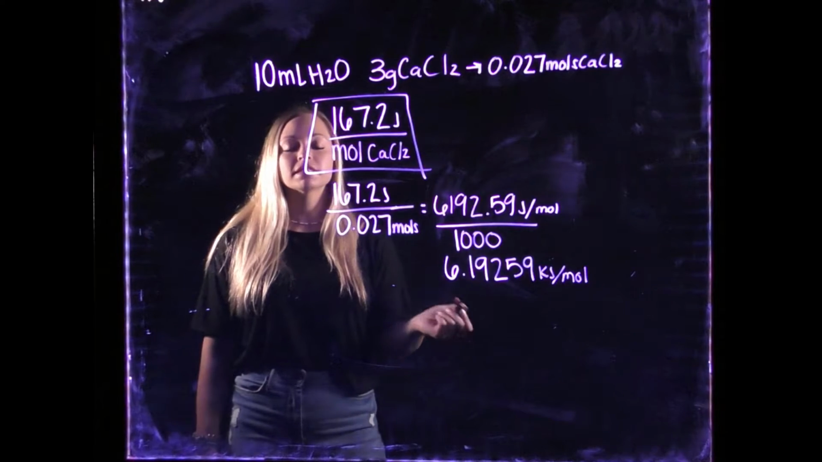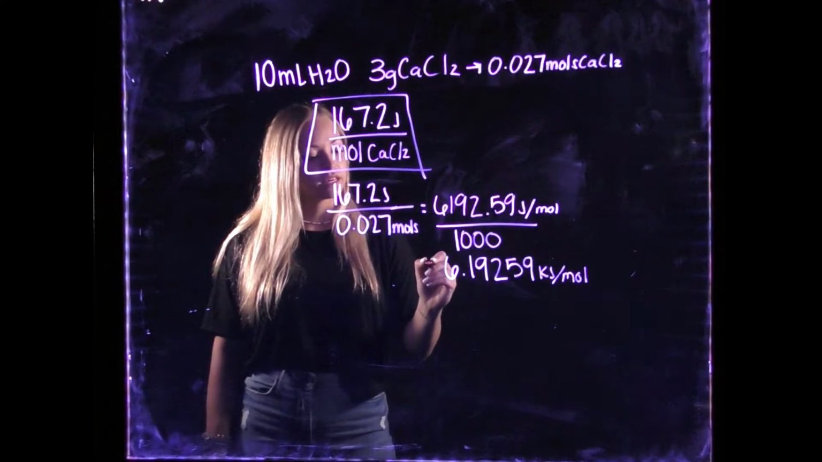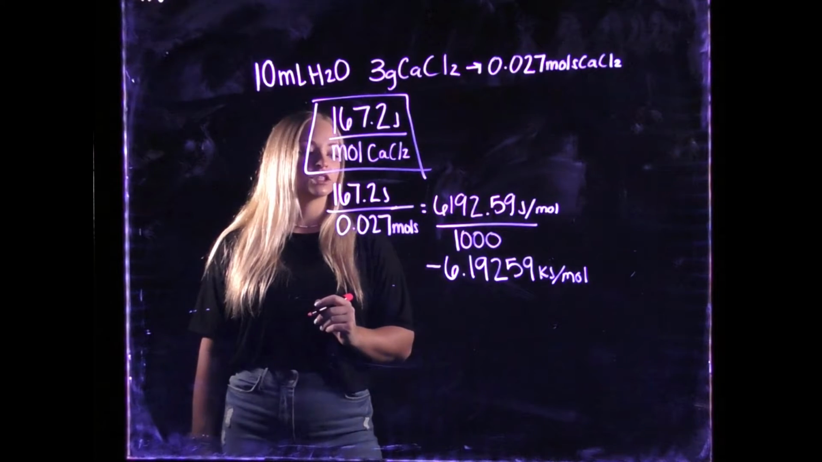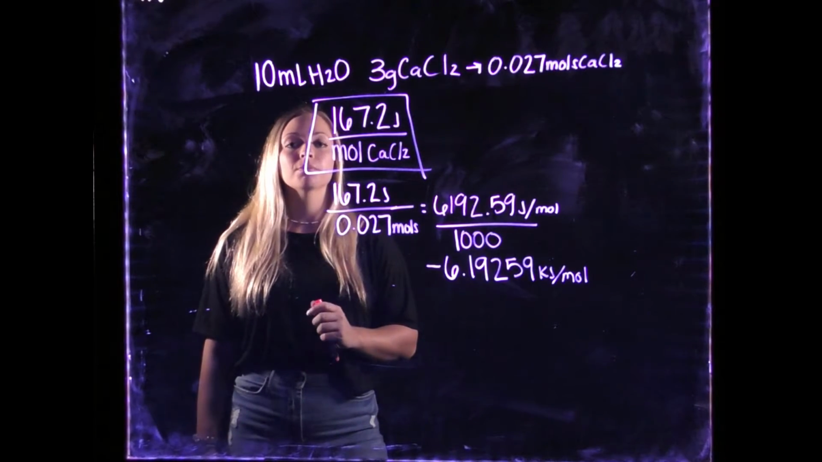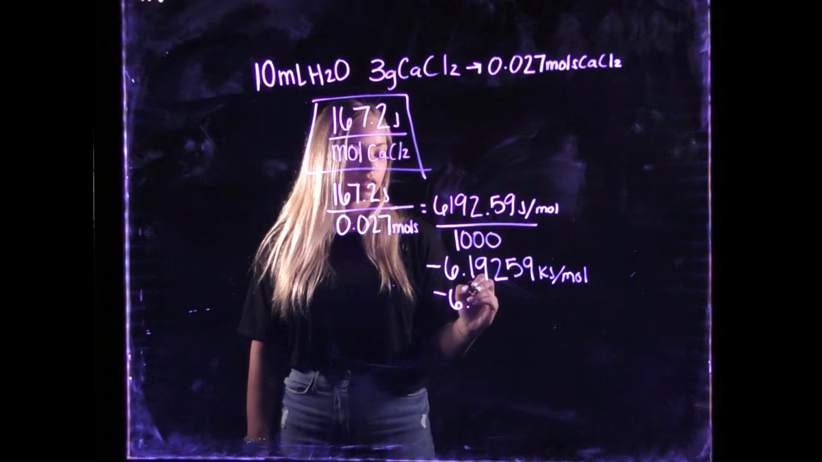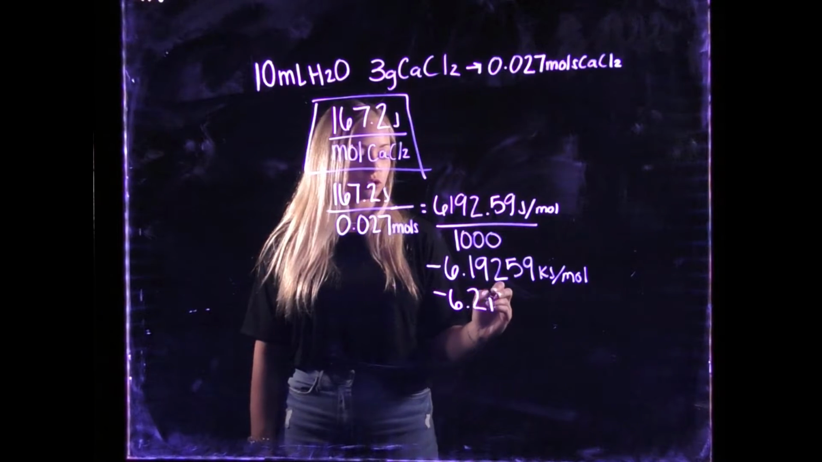And our last step is to flip the sign. So that means we give it a negative sign. So our answer is negative 6.19259 kilojoules per mole. And we can round that to negative 6.2 kilojoules per mole.